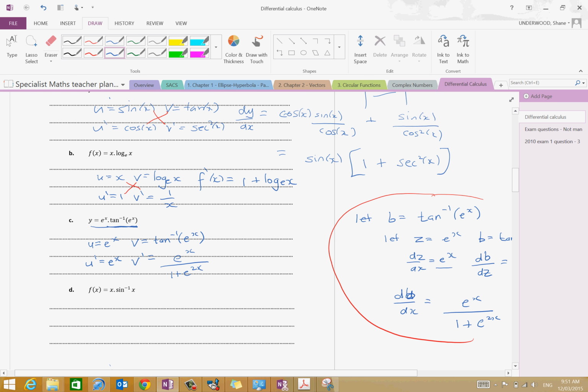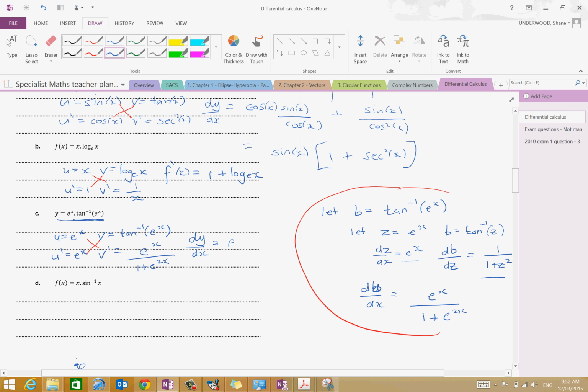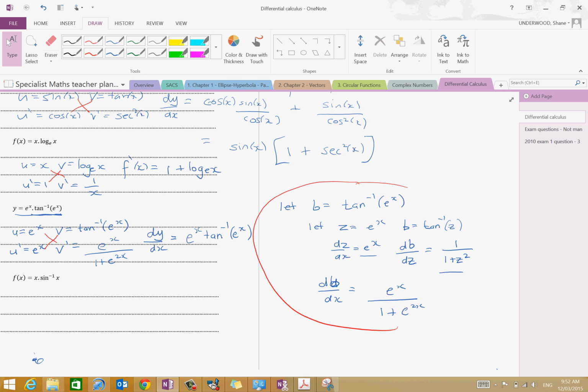So therefore, what we're going to say is we're going to do u v dash plus v u dash, and we're going to say that dy dx, please keep the notation that the question has, dy dx is equal to e to the x inverse tan of e to the x, plus e to the x times e to the x, which is e to the 2x, isn't it? Is that correct? e to the x times e to the x is e to the 2x, over 1 plus e to the 2x.